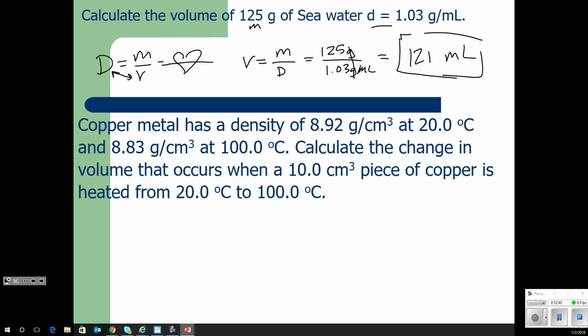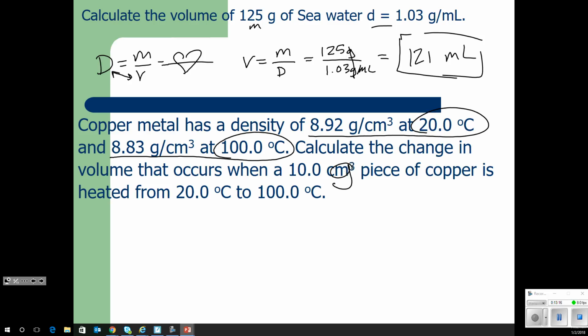Okay, so on this next one, we've got a little bit more going on here now. Copper metal has a density of this at this temperature, and it has a density of this at this temperature. I need to calculate the change in volume that occurs, by the way, this is supposed to be grams, when a 10-gram piece of copper is heated from 20 to 100 degrees. So I want to find the volume, so I'm going to use the equation we did above, but I'm going to have to do it twice because they have two different densities.